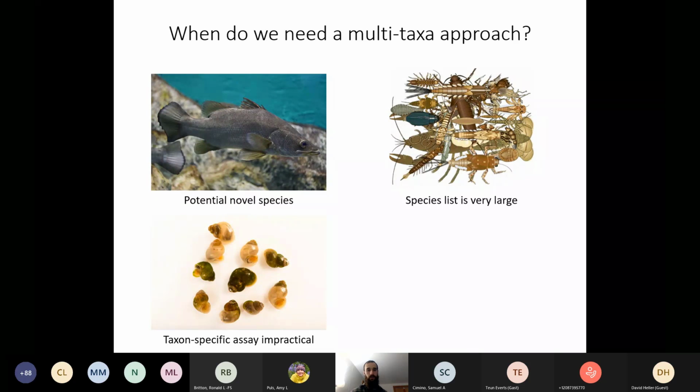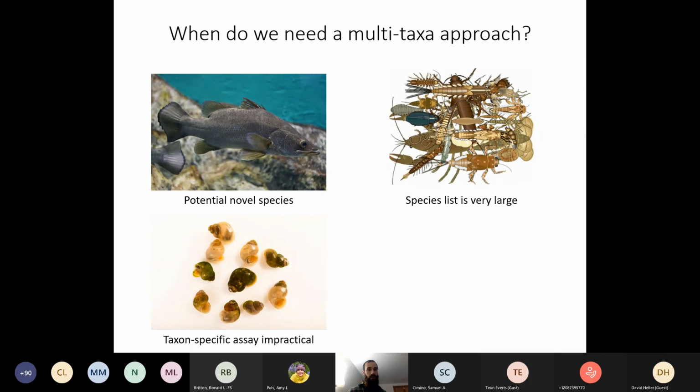So for example, let's say we're looking for invasive species. If your question is, are there northern snakehead in this river system? Then you have a question that is targeted and you can use a single species test to answer that. You can have a northern snakehead qPCR assay, for example, and see whether or not their DNA is present.